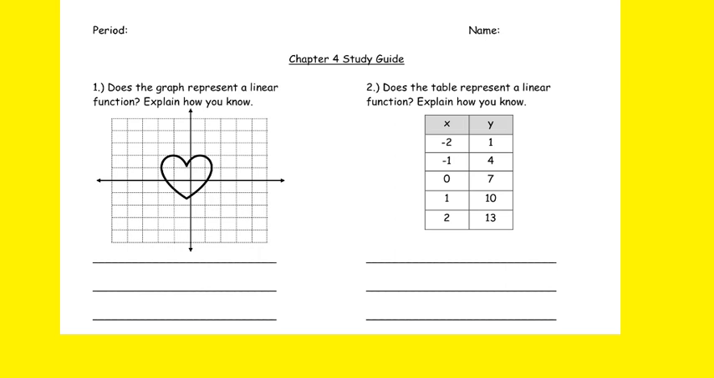Number 1 asks if this is a linear function. It's not a straight line, so we know it's not a linear function. But when I do the vertical line test and hold on to this line, I can see that it crosses the x values more than once, so x is cheating or repeating. So no, it's not even a function, let alone a linear function.